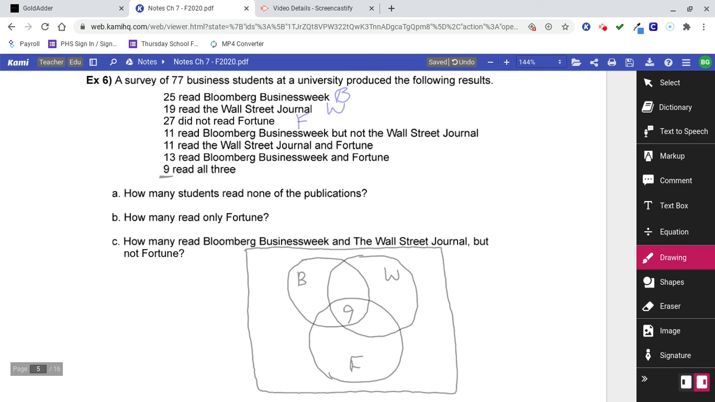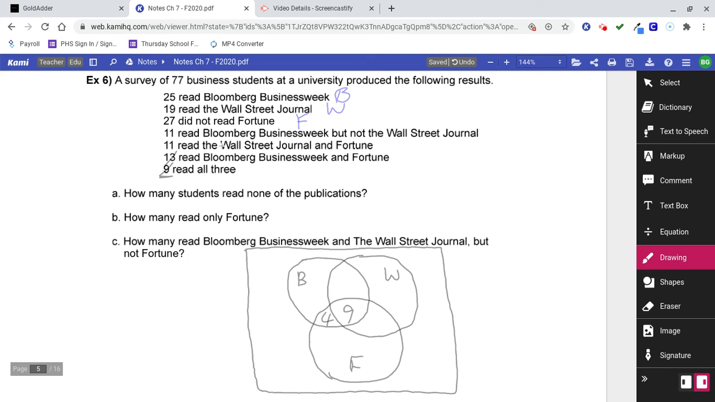If I go up to the next line, it says 13 read Bloomberg Business Week and Fortune. Well, if you think about it, here's Bloomberg Business Week, here's Fortune. The overlap, just ignore the other circle. That's these two regions right here. So there are 13 in this football shape right here. So that can only mean that this region right here must have 4. Okay, so I've done 9, I've done 13.